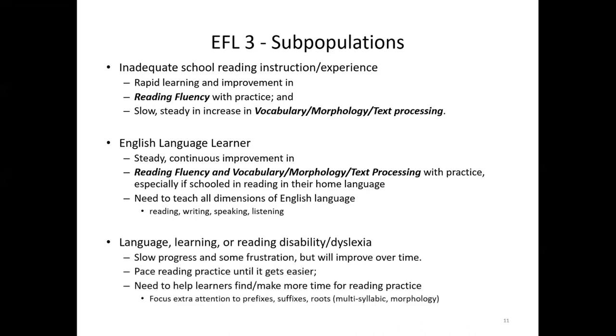And of course, you may very well have individuals with diagnosed or undiagnosed language learning or reading disabilities. They're going to make slower progress and they'll experience some frustration, especially if they're seeing other learners making faster progress. But there's no reason to believe they won't improve with time. Just pace their reading practice so that it slowly gets easier. It never gets easy, but it'll get easier. You're going to need to help them learn how and where to make more time for reading practice. And as you'll see in this particular session, there's a lot of focus on higher level parts of the word level of language: prefixes, suffixes, and roots. That'll help them a lot.